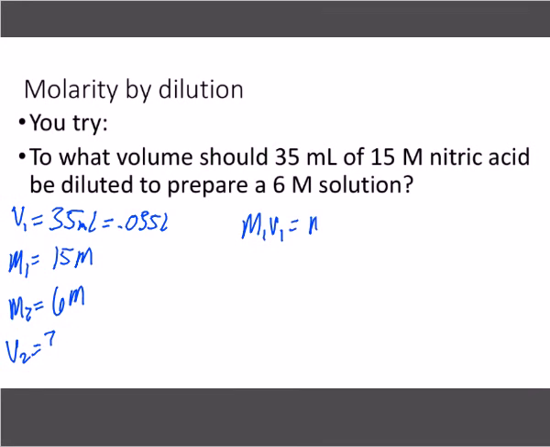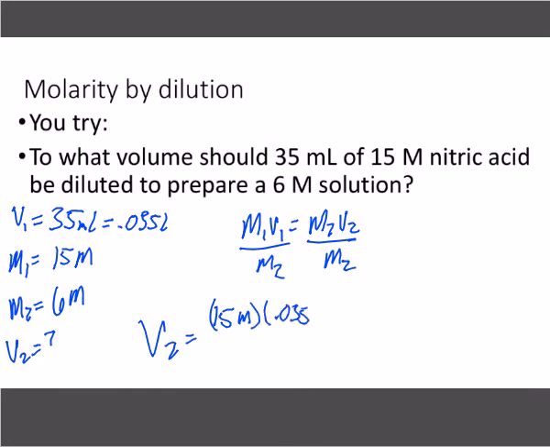M1V1 equals M2V2. All right, get V2 by itself. So I'm just going to plug it in. 15 molar times V1, 0.035 liters, all over M2, 6 molar. What do we get for volume 2? It should go up because our molarity is going down. What did you say, Grant? 87 milliliters.